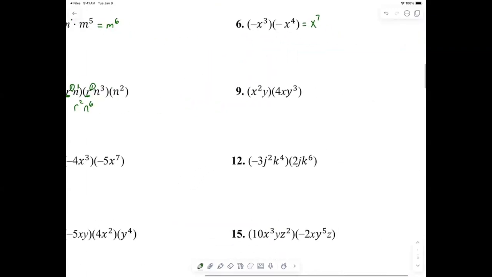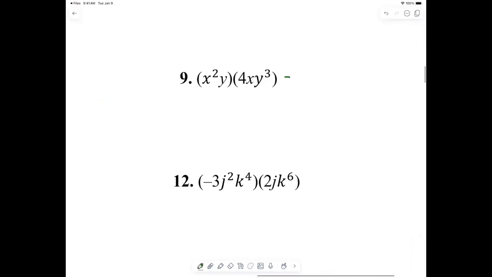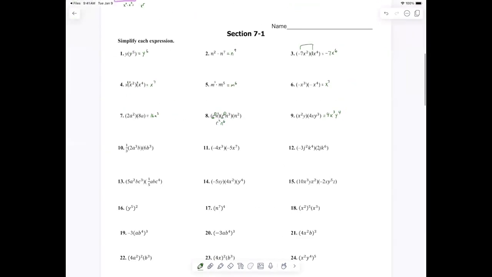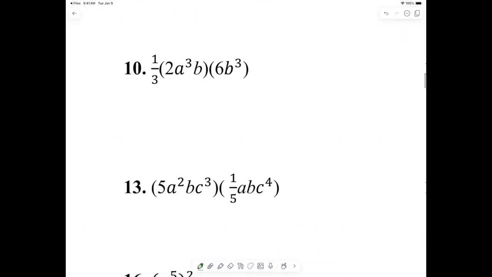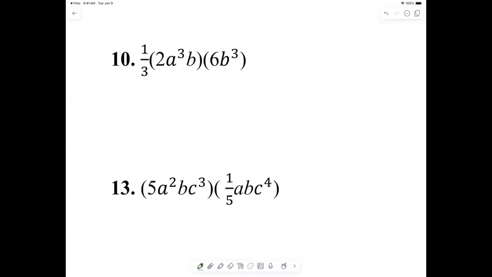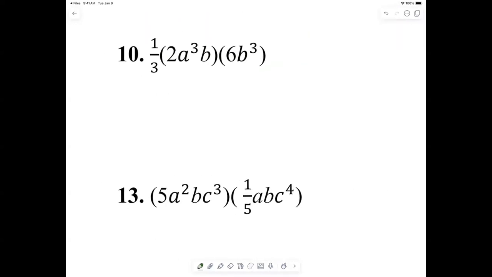Number 9, go. It's 4 x to the third, y to the fourth. You are amazing. 4x cubed, y to the fourth. Nice. You good with that? Yeah. All right, 10.